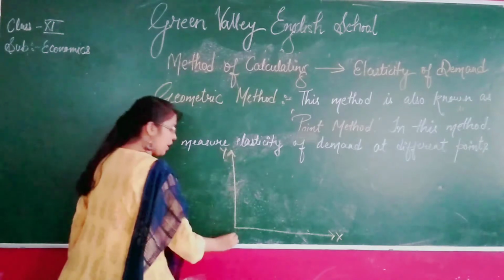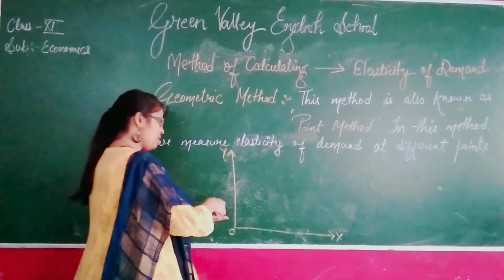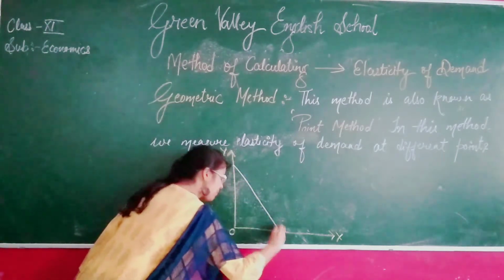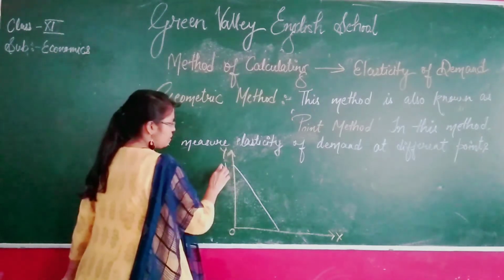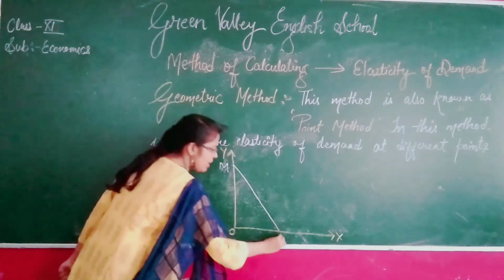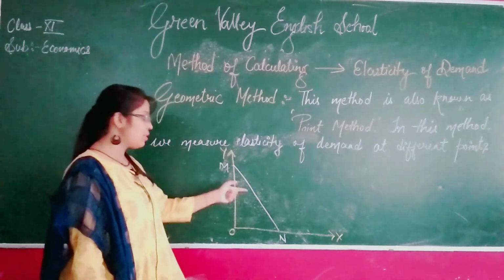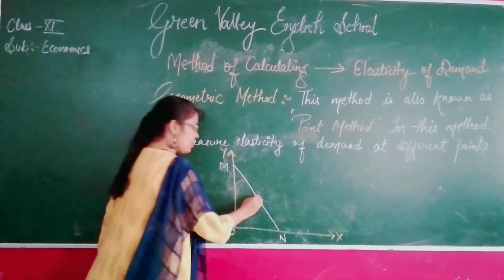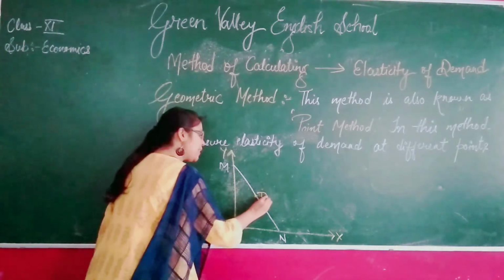X, Y, and point O. Now what happens here? A simple demand curve is drawn. Consider this M and N. So this is a simple demand curve. Now different points are marked here. Let me take a point first of all which divides the segment into two equal parts, as point P.